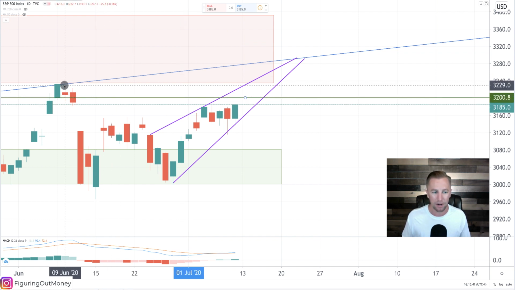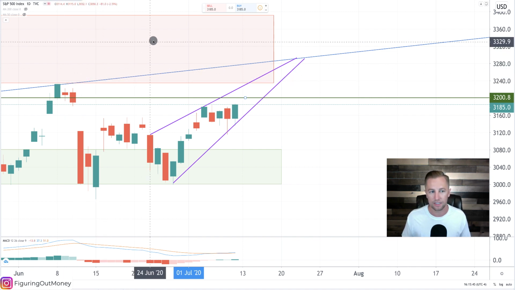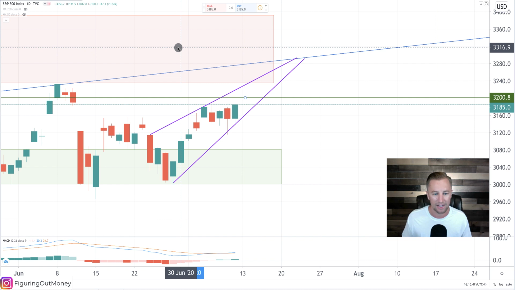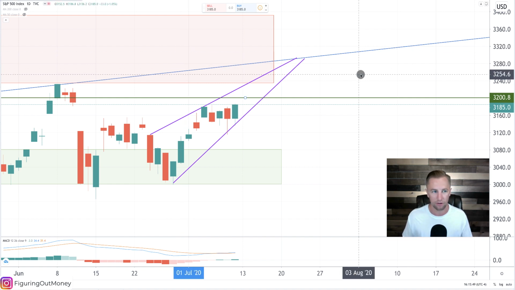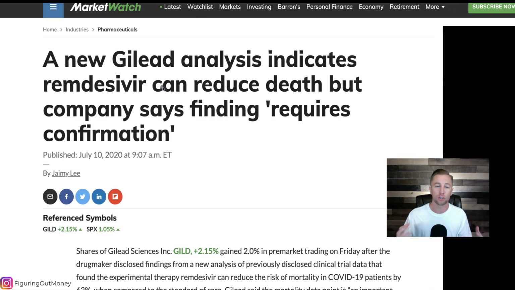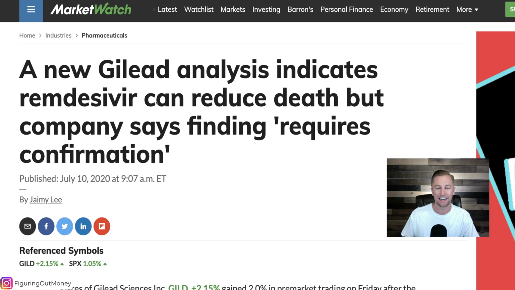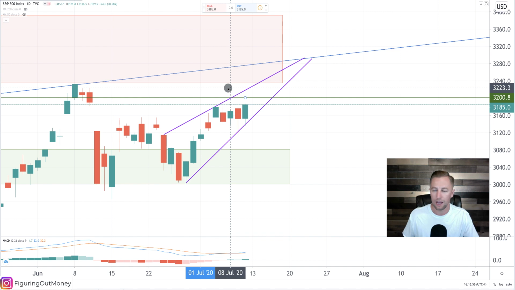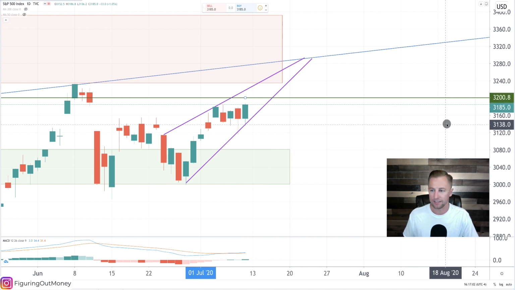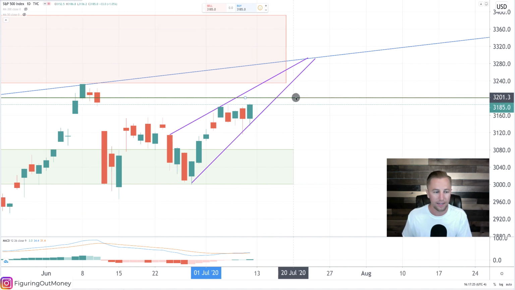If we can get above that and then into this bears camp, I think the price would easily want to go test that market high. There's so much bullish stuff going on right now. What really drove today's price action? There was news around a Gilead analysis indicating that it can reduce death. We've known from history that when there's positive news around the coronavirus, you typically see run-ups take place. So overall, a very strong day in the markets.